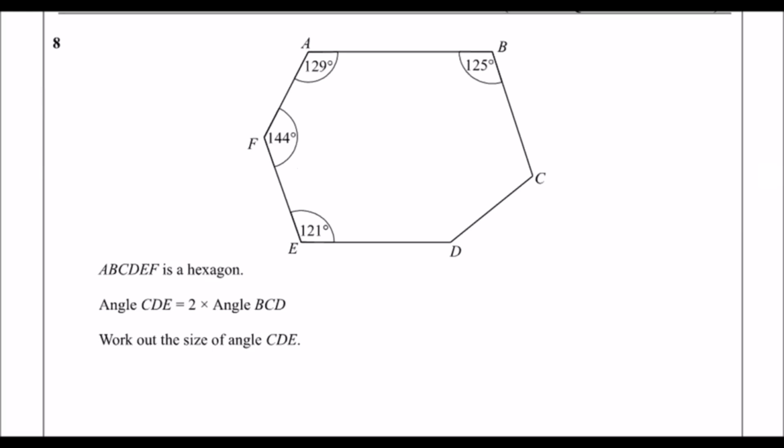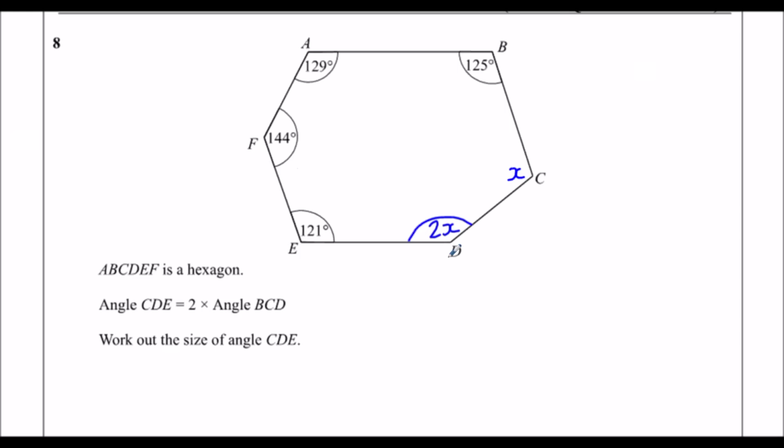Question 8. ABCDEF is a hexagon. Angle CDE, this one, is 2 times BCD. So if this one's x, this one is 2 times it, 2x. Work out the size of angle CDE. So that's our 2x. We need to work out what 2x is.